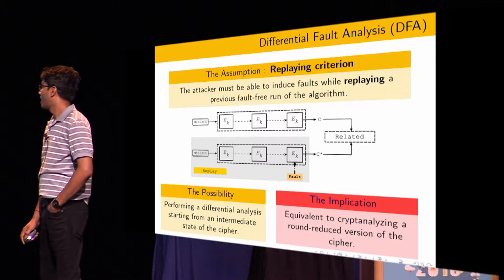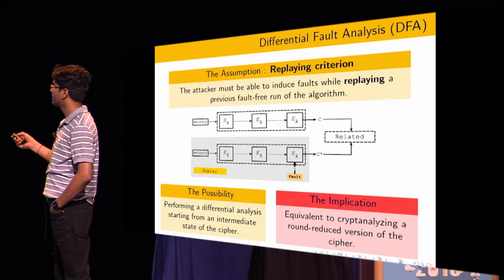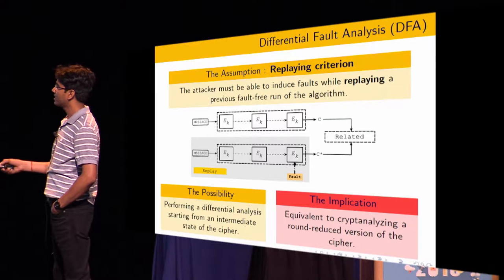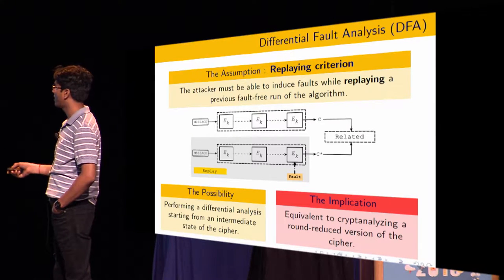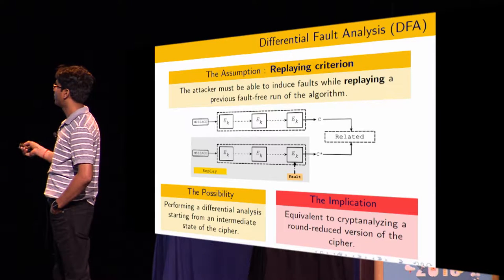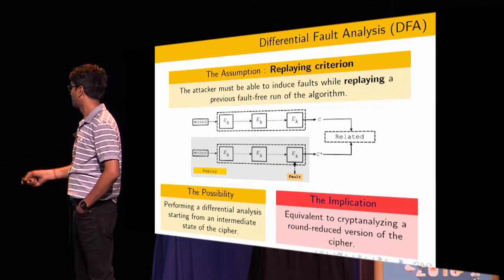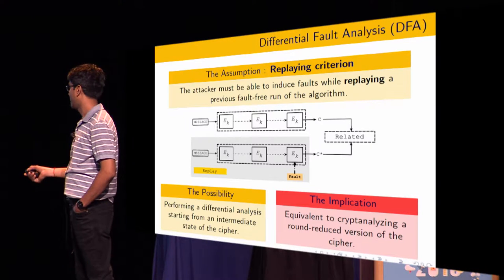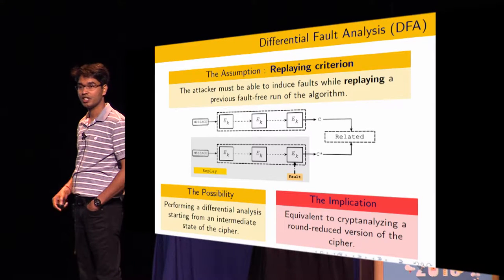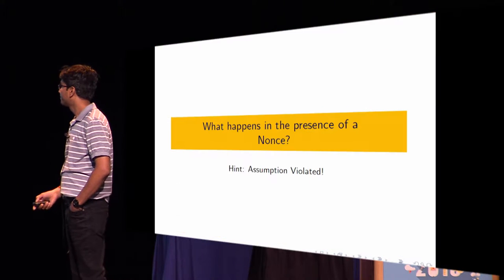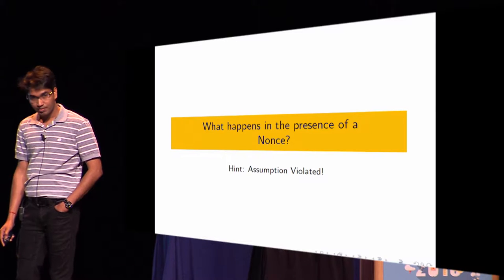So you have the message, which is going to be encrypted, getting the C, and as an attacker, you reapply the same message, and in some round, in some place, you inject some fault, and then get the faulty output, and try to correlate the C and C star. This is the overall idea. So, as I already said, this basically implies that you are going to cryptanalyze a reduced round cipher.